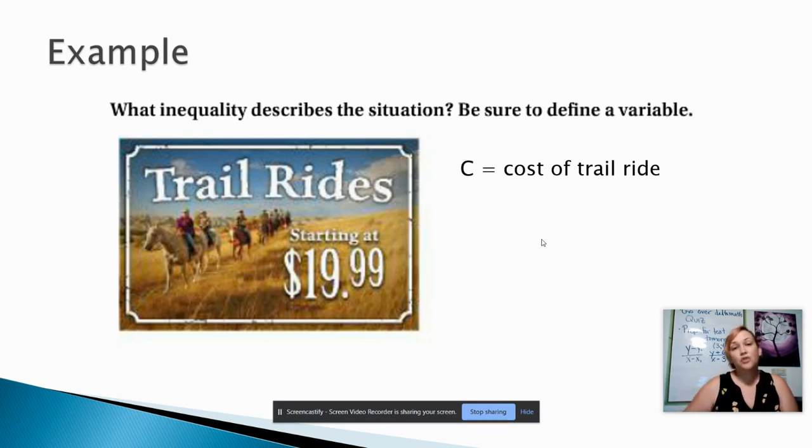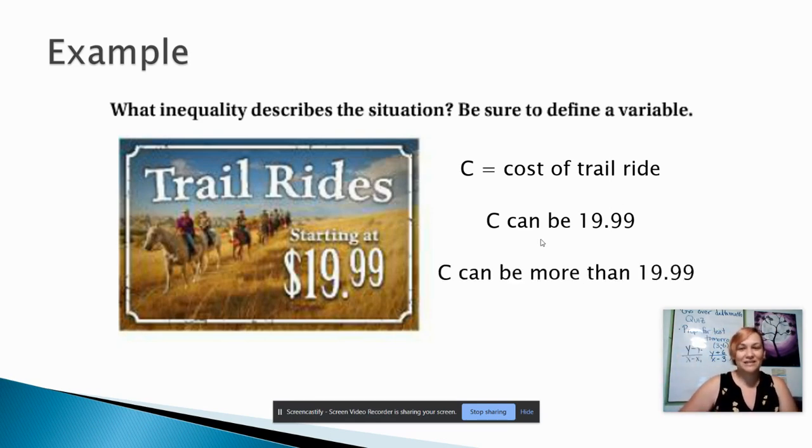According to the sign, a trail ride could cost $19.99, but that's the starting price. That means it also could cost more than $19.99. So if I want a trail ride to equal $19.99 and also be more than $19.99, I'm going to say that the trail rides are greater than or equal to $19.99. Okay, so for this problem, I would write down two answers. I would write down my variable that I chose and what it represents, and then I would write down the inequality that tells me about this picture or a word problem for your homework.